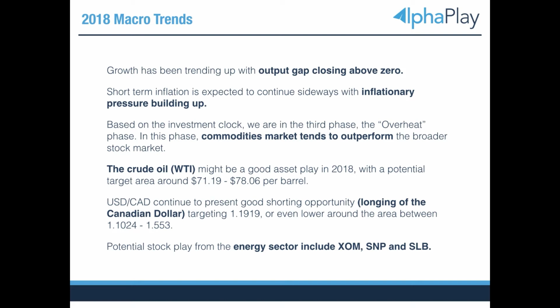Because of oil, the next currency more related, currency trading wise, is the Canadian dollar, CAD. Canadian will strengthen, so we believe dollar Canadian will continue to present good shorting opportunity. The target expected can reach around 1.1919 all the way to as low as 1.1024. Later I'll share with you some more charts. On top of dollar CAD, there are more Canadian pairs you can look at.